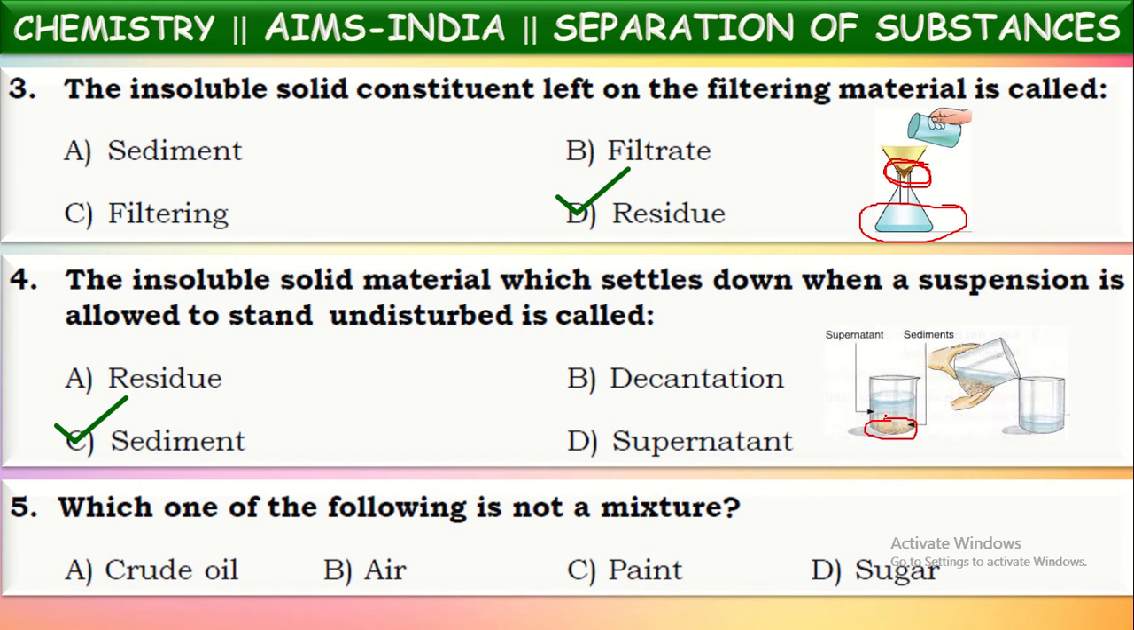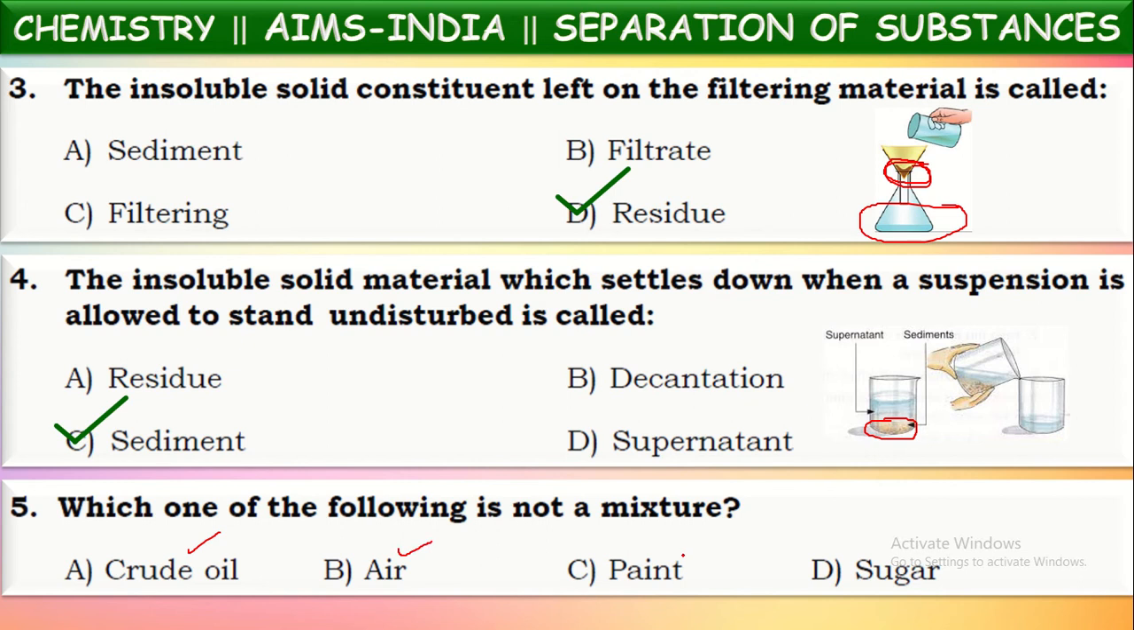Now what can we say about crude oil: is it a pure substance or a mixture? It is a mixture. What about air? Is air a pure substance? No. Air is also composed of several gases. The atmospheric air consists of oxygen, nitrogen, carbon dioxide, water vapor, and some other impurities like dust particles. These are all present in the atmospheric air. So we can say air is a mixture, not a pure substance.